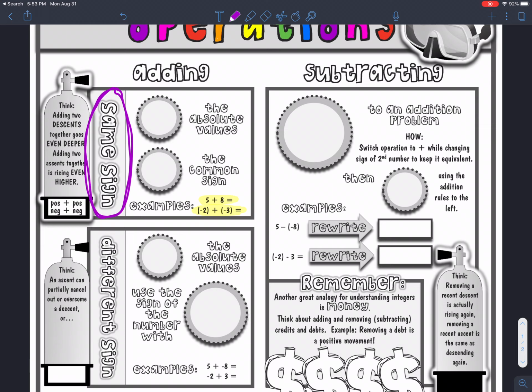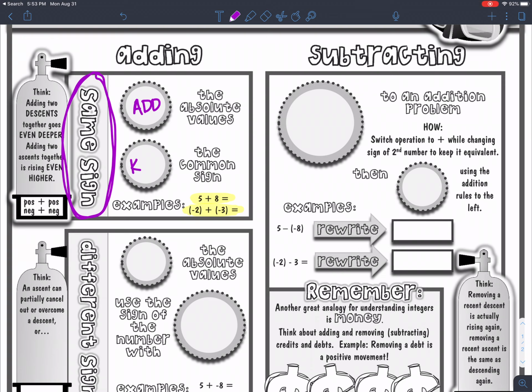Same sign. So what we do when we have the same sign is we just add the absolute values. I'll get to what I mean by absolute values in a second. But we're going to add the absolute values, and then we're going to keep the common sign. So these are things you should be able to type in if you're online, or write in if you're in person, or if you are online and you printed, that's fine too. But if we have the same sign, we're just going to add the absolute values and keep the sign. So let me show you what I mean by that.